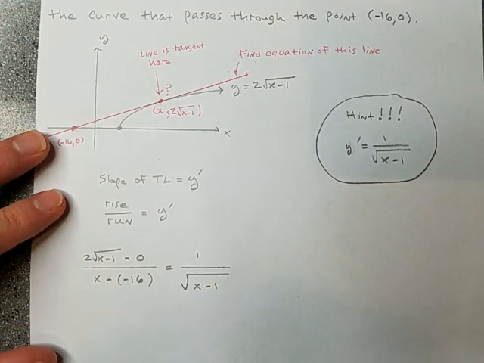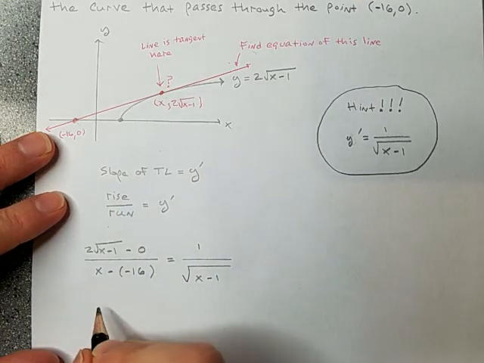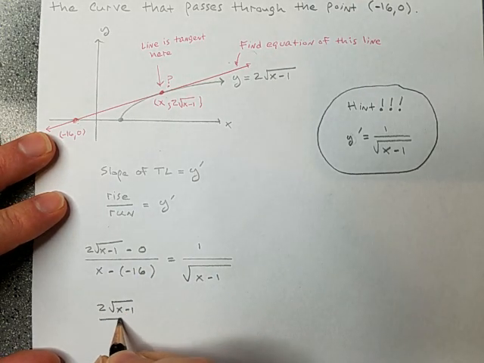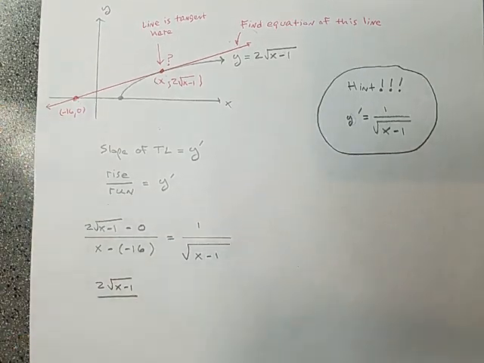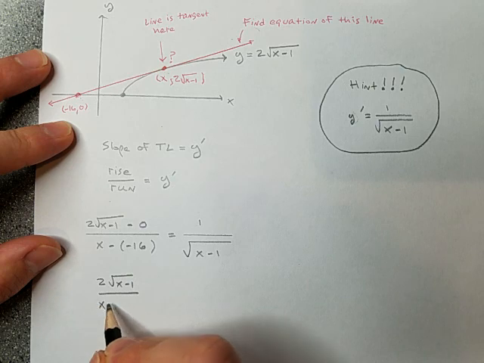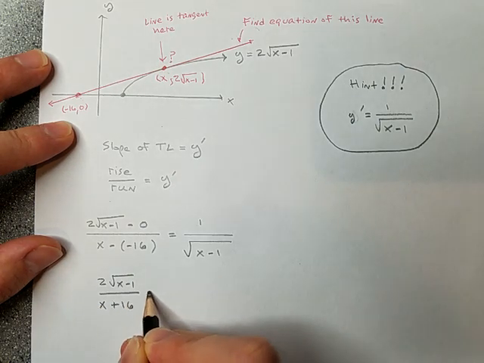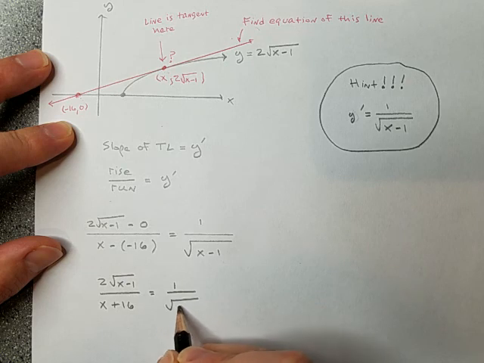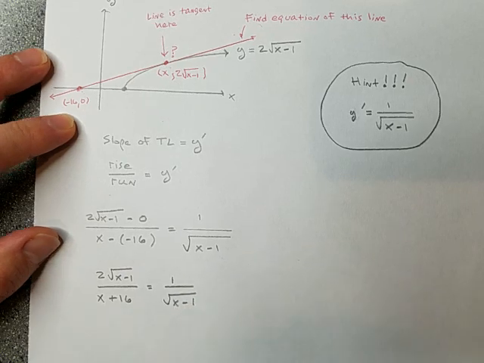Okay, so let's clean this up a little bit. Here I'm going to get 2 root x minus 1 minus 0. So I'm just going to get 2 root x minus 1. And then I'm going to get x plus 16 here. Okay, and then 1 over root x minus 1.